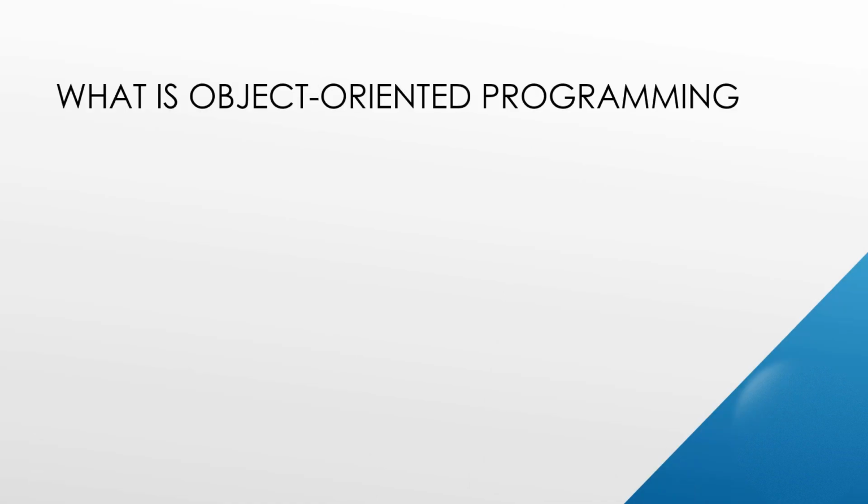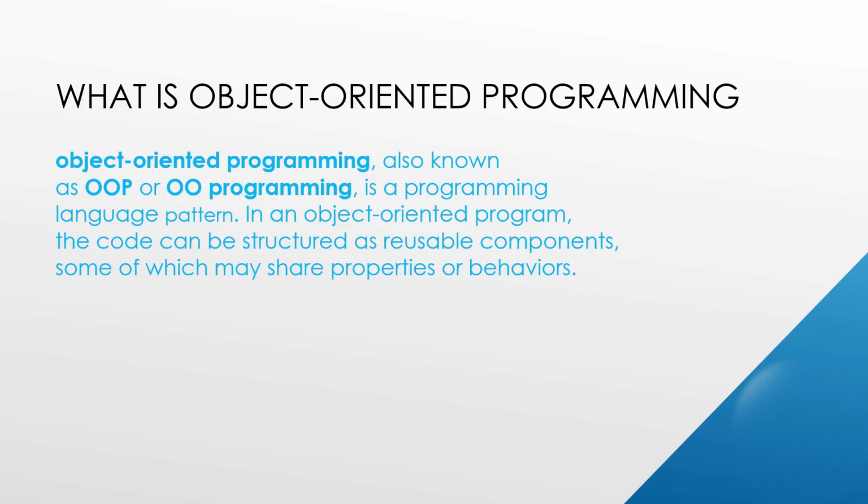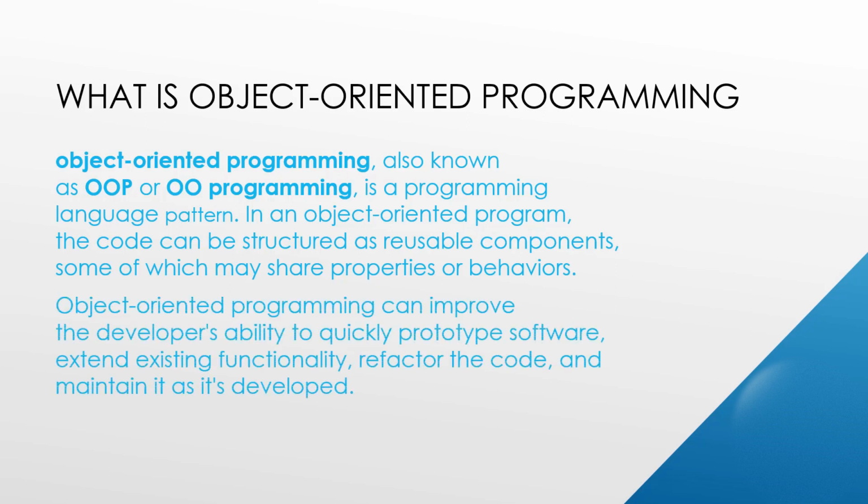What is object-oriented programming language? Object-oriented programming language, also known as OOP or OO programming, is a programming language pattern. In an object-oriented program, the code can be structured as reusable components, some of which may share properties or behaviors. Object-oriented programming can improve the developer's ability to quickly prototype software, extend existing functionality, refactor the code, and maintain it as it's developed.